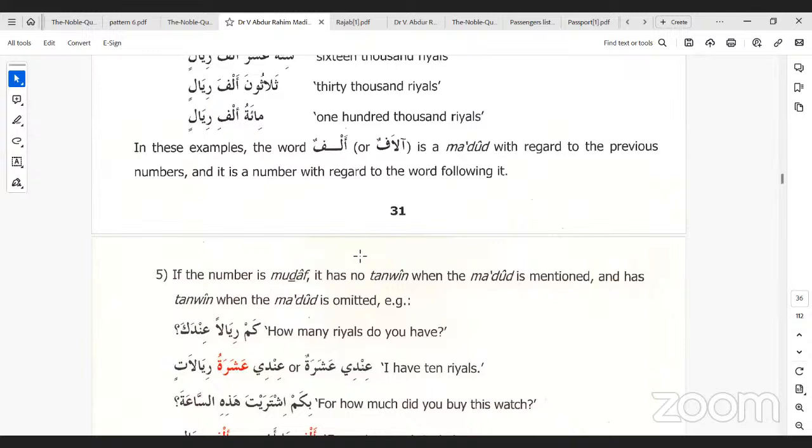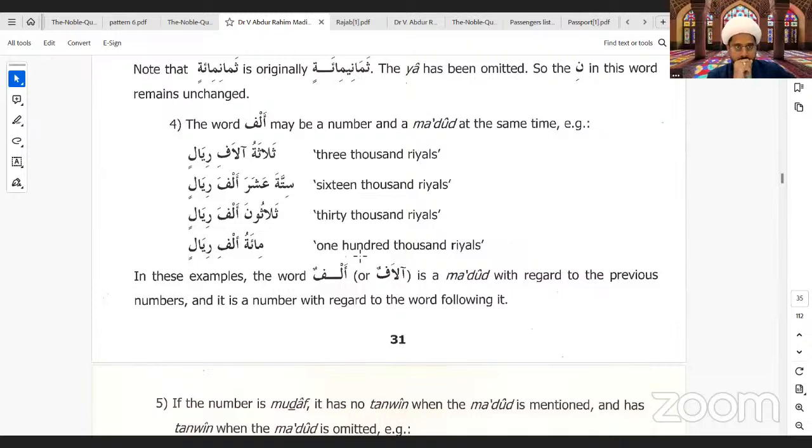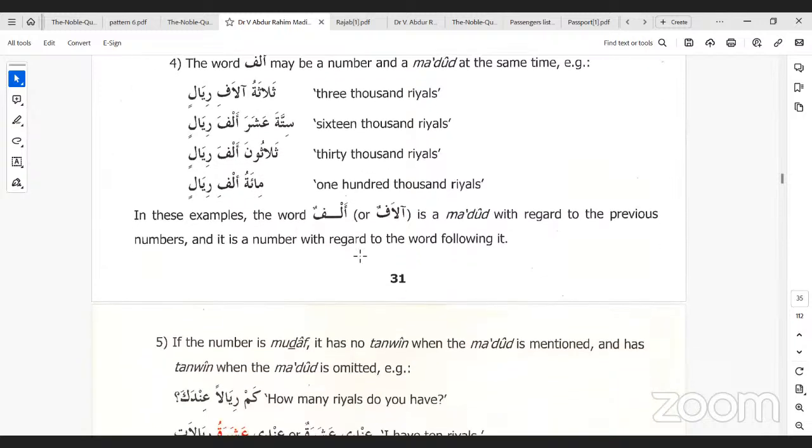The word alf may be a number and a madud at the same time. Example, thalathu alafi riyalin, 3,000 riyals. Sittata ashara alfa riyalin, 16,000 riyals. Thalathuna alfa riyalin, 30,000 riyals. Mi'atu alfi riyalin, 100,000 riyals. In these examples, the alf or alaf is a madud with regard to the previous number, and it is a number with regard to the word following it.